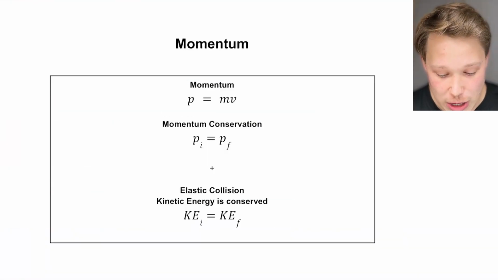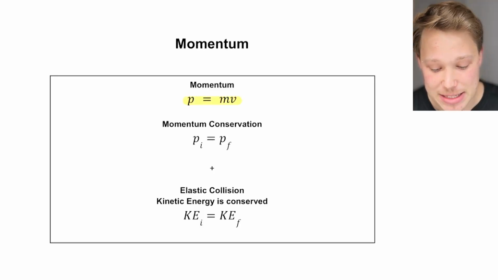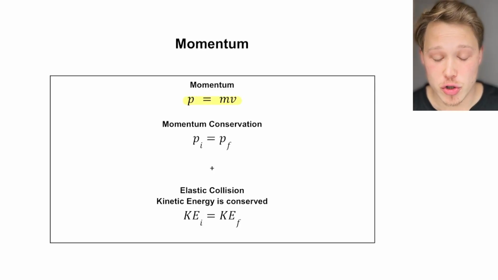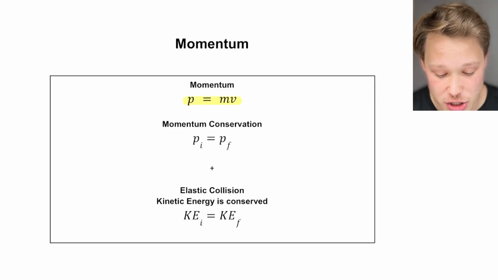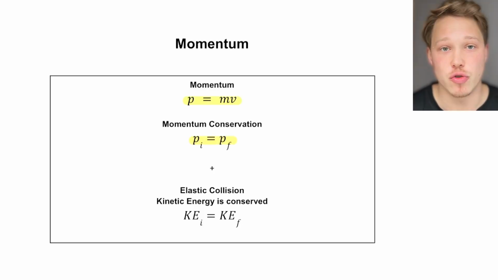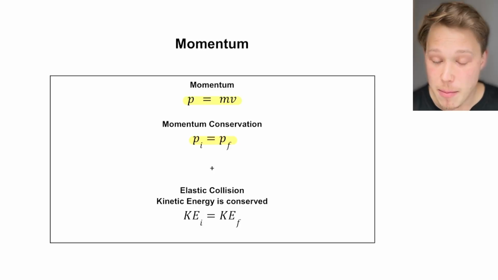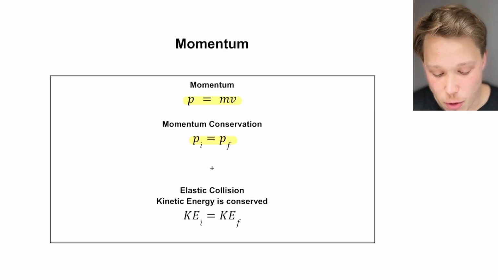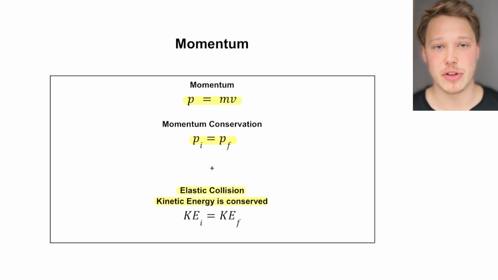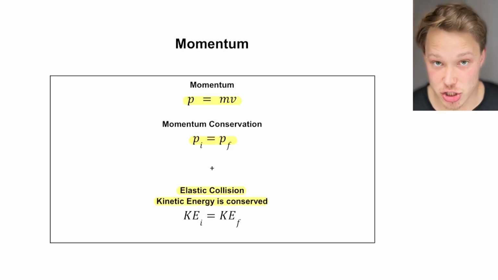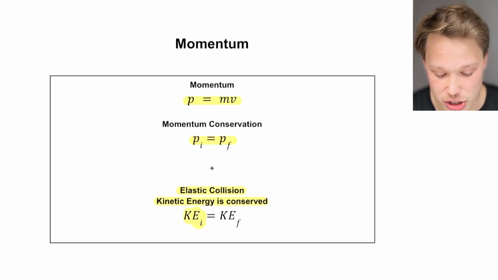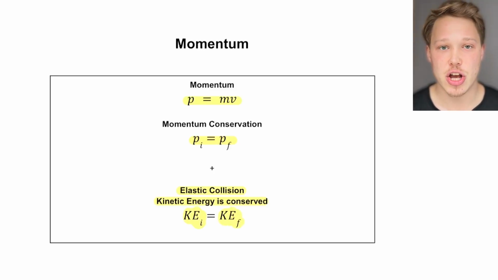Before, we learned that momentum is mass times velocity. We have also learned momentum conservation, so that initial momentum is equal to final momentum. Now I'm introducing another thing. Some collisions, not all, only if the problem says that the collision is elastic, kinetic energy can be conserved. If kinetic energy is conserved, that means that initial kinetic energy is equal to final kinetic energy. So that's the extra equation that I was talking about.